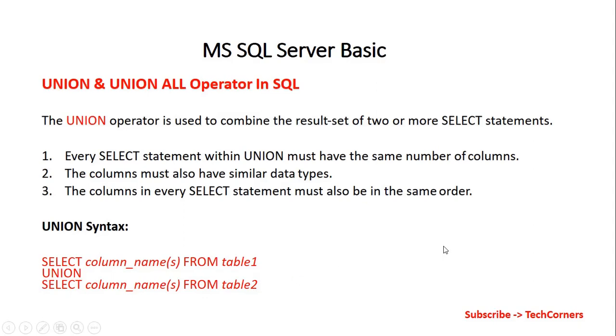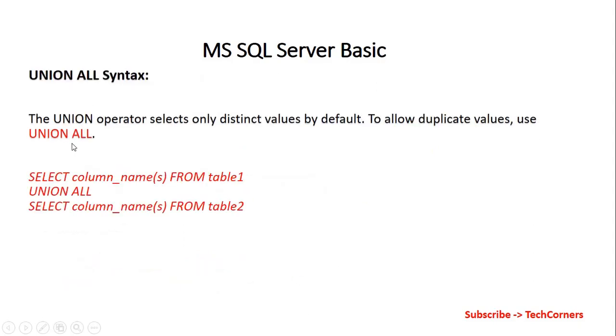Let's see what union all is. The union operator selects only distinct values by default. To allow duplicate values, we need to use union all. Here is the syntax: select column names from table 1, union all, select column names from table 2. There is no other difference between union and union all. We just need to put here union or union all.